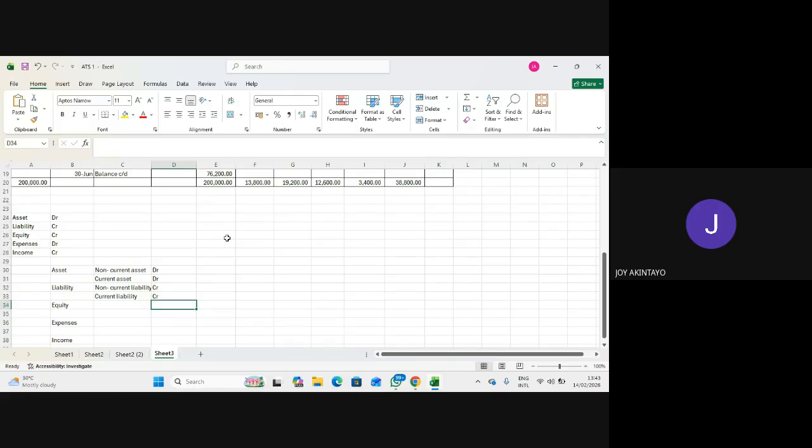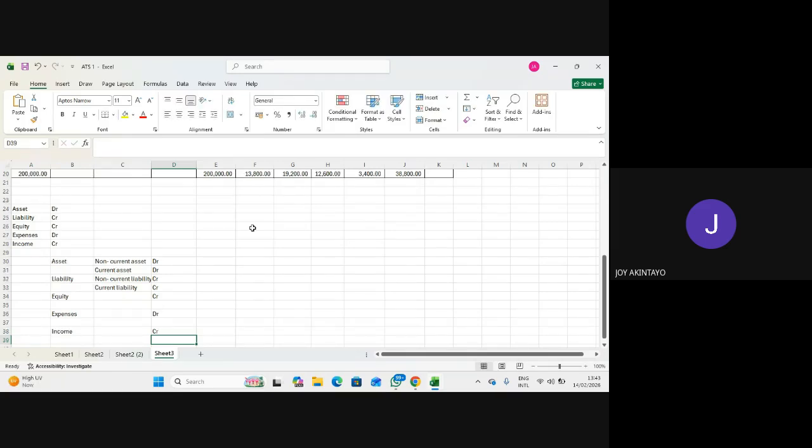Then expenses. Expenses, you debit your expenses. You credit your equity. Your equity is a credit item. Then expenses is a debit item. Then income is a credit item. So now let's quickly look at the question we have here.